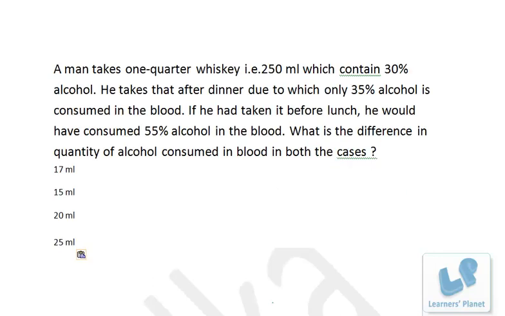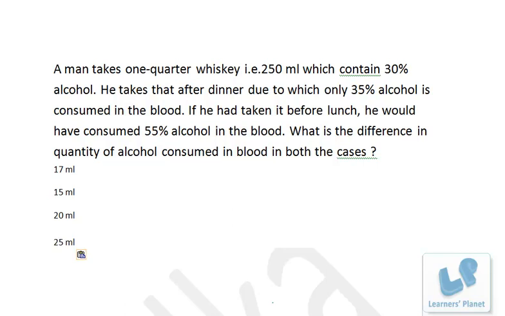Now, once again, we have a very big story for a very simple small question. A man takes 1 quart of whiskey, that's 250 ml, that contains 30% alcohol. He takes that after dinner, due to which only 35% alcohol is consumed in the blood. If he had taken it before lunch, he would have consumed 55% alcohol in the blood. What is the difference in the quantity of alcohol consumed in the blood in both the cases? Pretty simple question. See, in 250 ml, 30% is alcohol. That means 75 ml is alcohol, right?